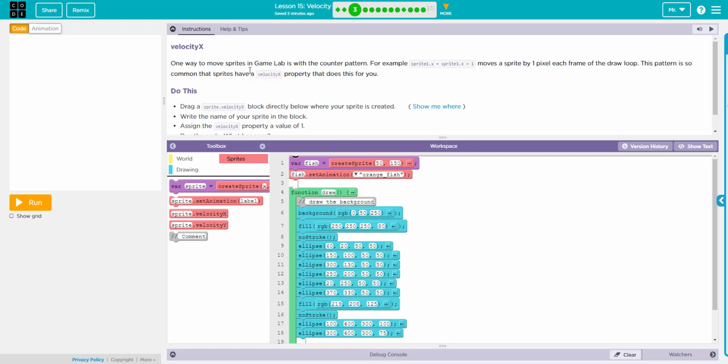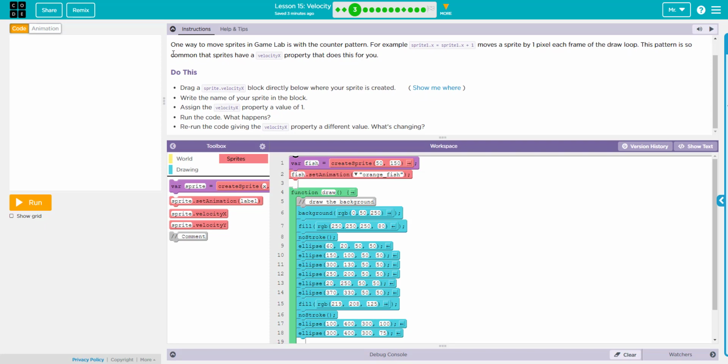And let's take a look at what we're asked to do. So it's saying that we've used the counter pattern before. That's what I introduced earlier, where we had sprite1x equals sprite1x plus 1, and it's going to move by 1 pixel each frame of the draw loop. This pattern is so common that sprites have a velocity x property that does this for you. So let's understand the code first.